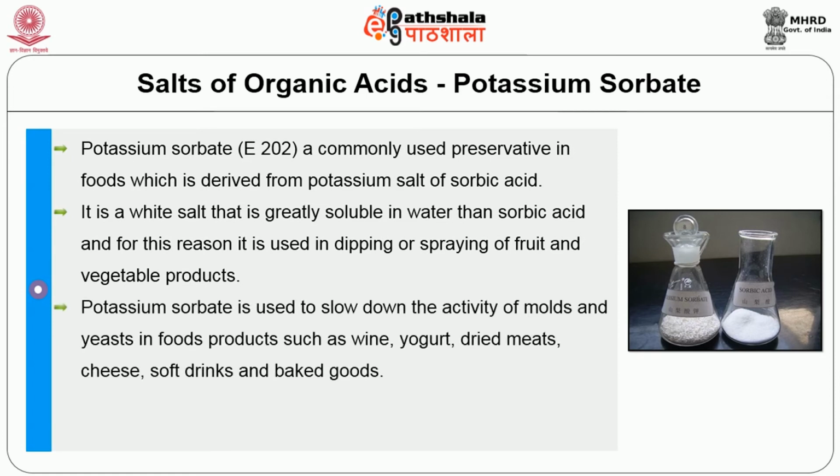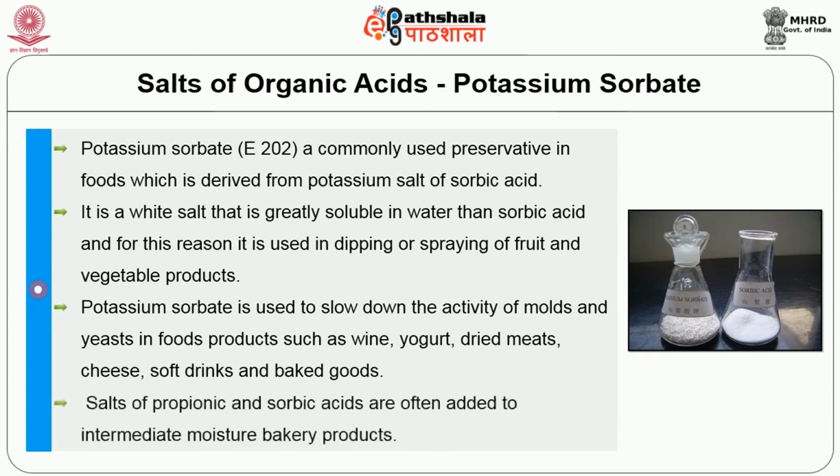It is used to slow down the activity of molds and yeast in foods such as wine, yogurt, dried meat, cheese, soft drinks and baked goods. Salts of propionic and sorbic acid are often added to intermediate moisture bakery products.